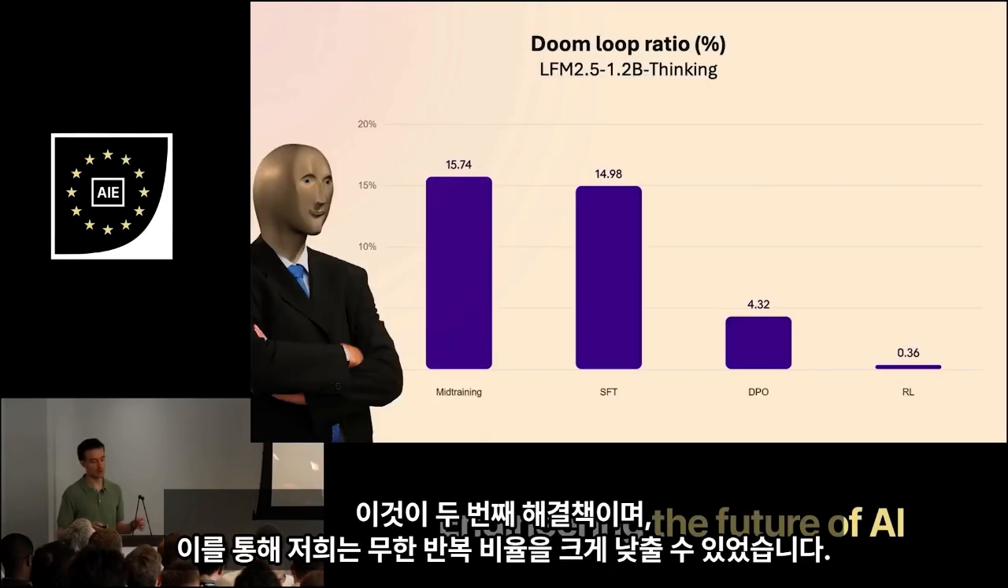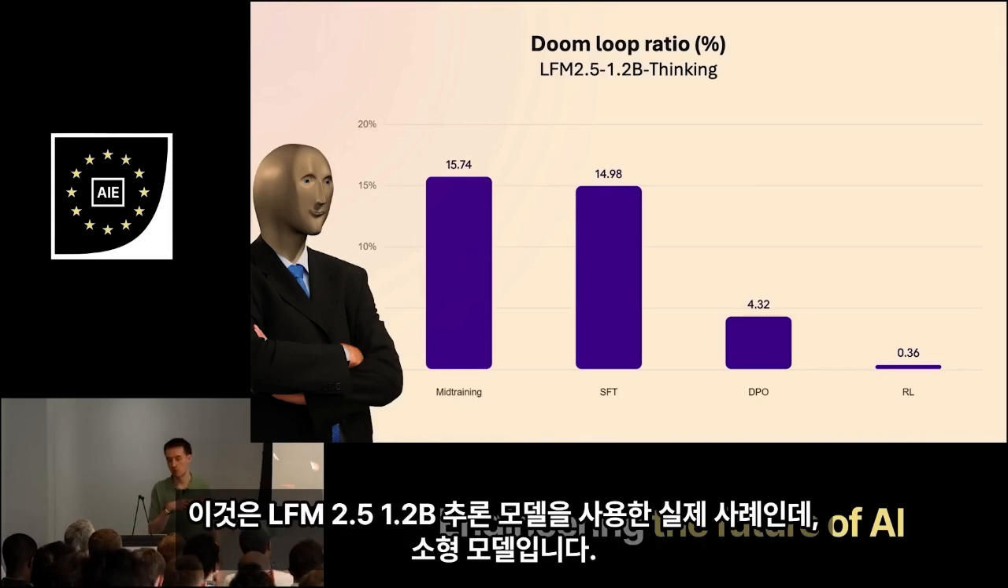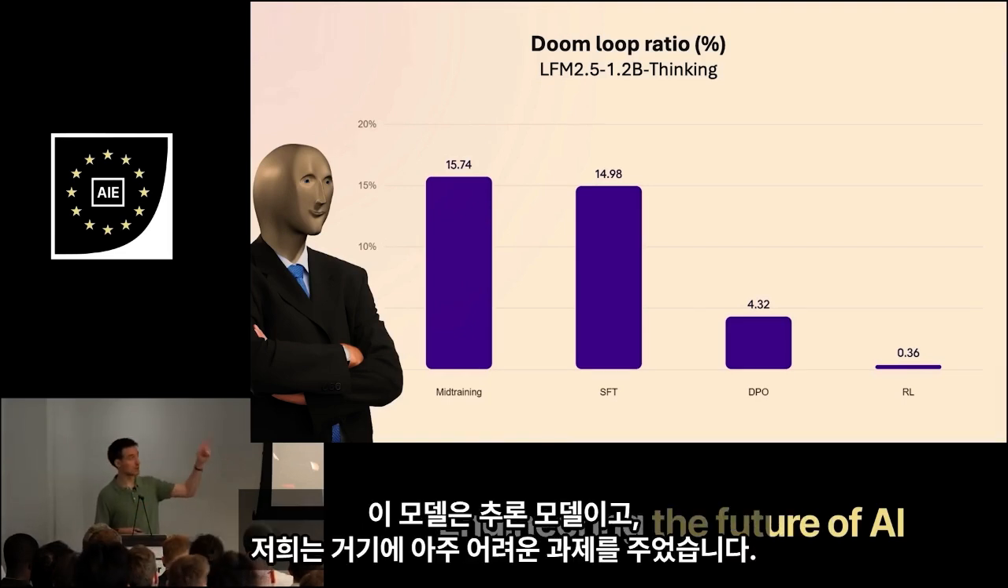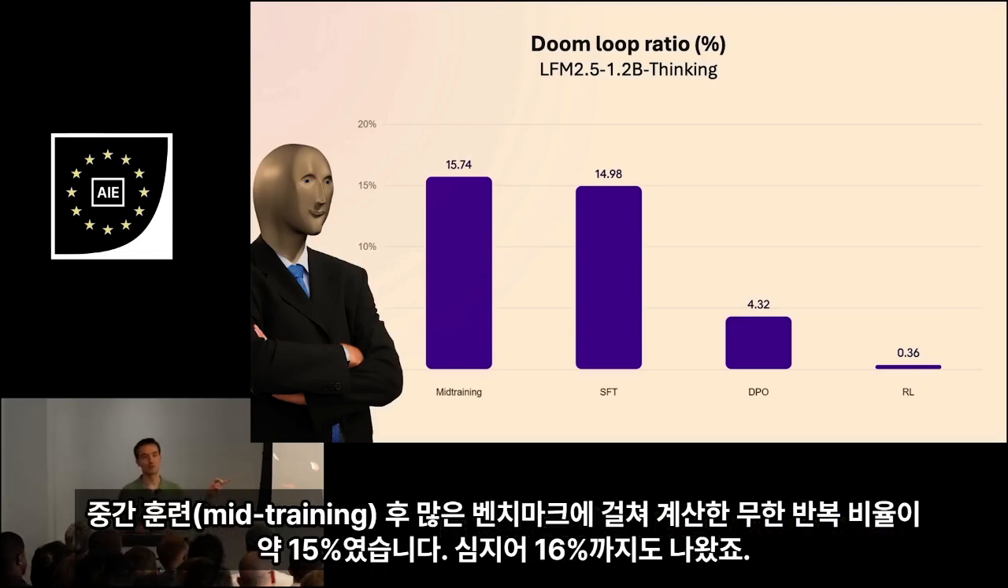So this is the second solution. And that allowed us to really reduce the doom loop ratio. So this is a real example with LFM 2.5 1.2B Thinking, which is a small model. It's a reasoning model, and on top of that, we threw really hard tasks at it. So you can see that after mid-training, the doom loop ratio that we calculated across a lot of benchmarks was about 15% or even 16%.